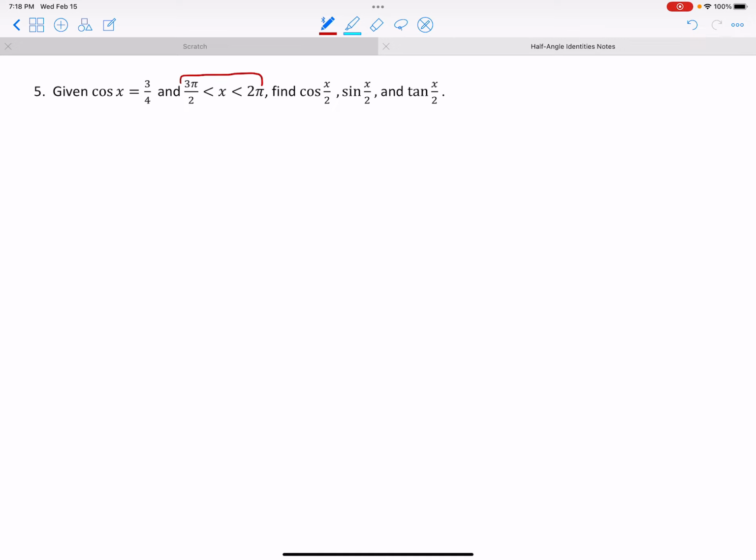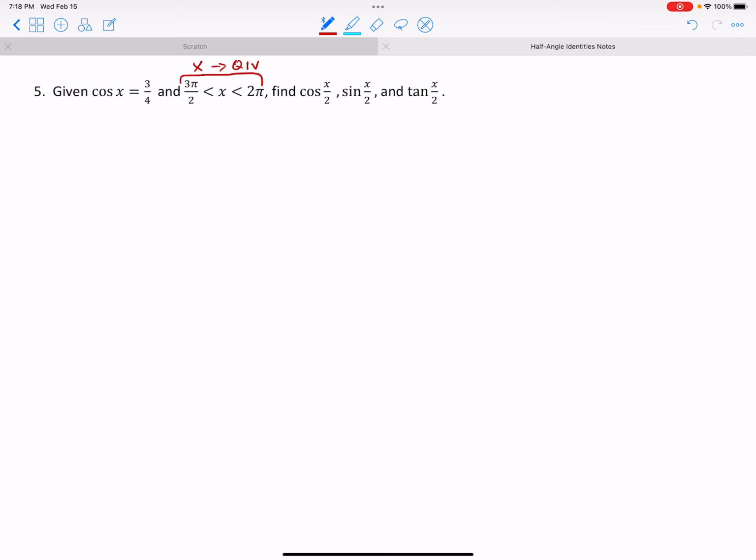Okay, so the angle x that we're looking at is in quadrant 4. That's almost a full circle, so we're between 270 degrees and 360 degrees. But we're going to try to find the cosine, sine, and tangent of the half angle, which just means we're going to use our half angle identities.